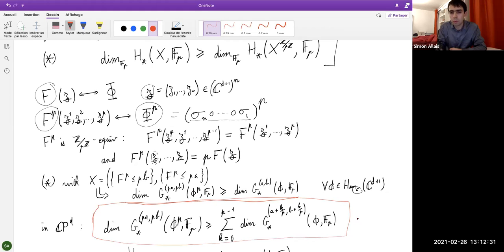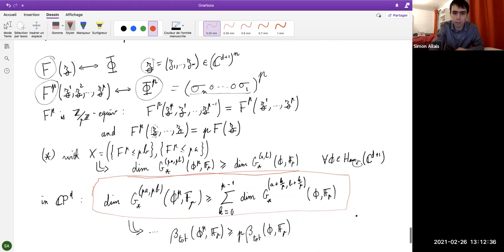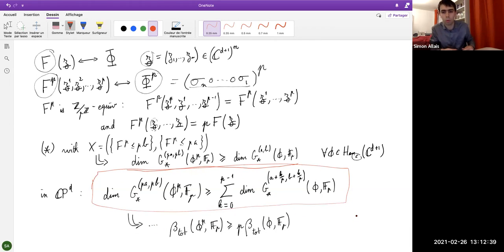And essentially by integrating this inequality, you get beta total. It's a very simple procedure, but it's a bit tricky. It was also found out by Egor. But this way, you have a very quick proof of this fundamental result, fundamental in the proof of the theorem of Egor.